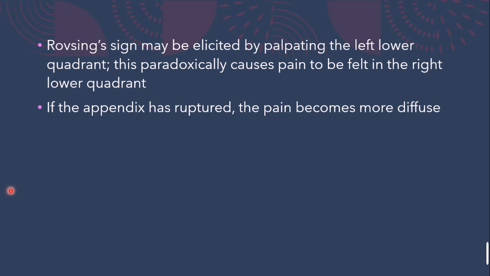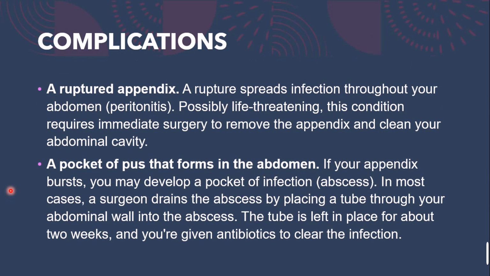Now, the complication. The first complication is a ruptured appendix. A ruptured appendix is when the infection spreads throughout the abdomen. In that case there will be sepsis, infection, and peritonitis. Peritonitis is when inflammation happens in the peritoneum, which is the layer covering your abdominal organs. So it is possibly life threatening.